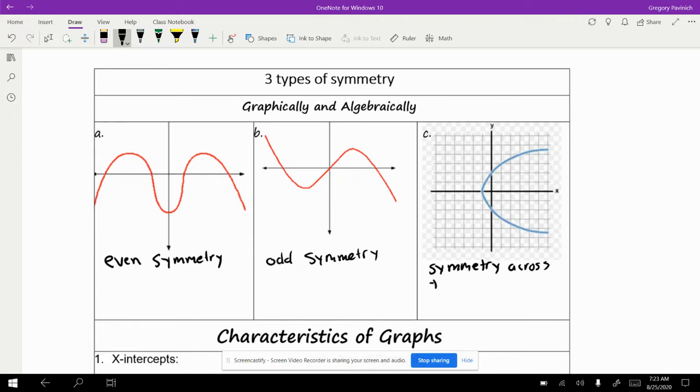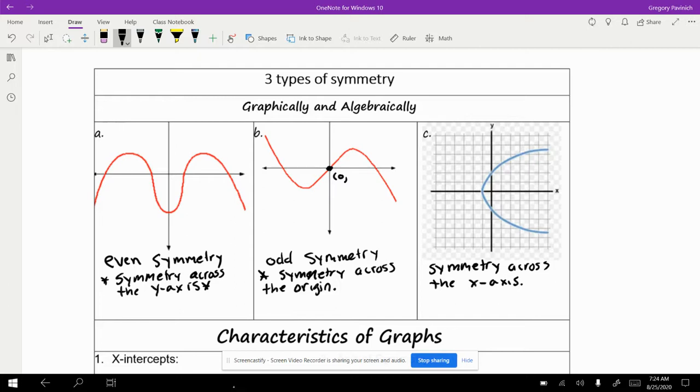across the x-axis. If you notice, even symmetry has symmetry across the y-axis, and odd symmetry has symmetry, we call, across the origin, where the origin is 0, 0.